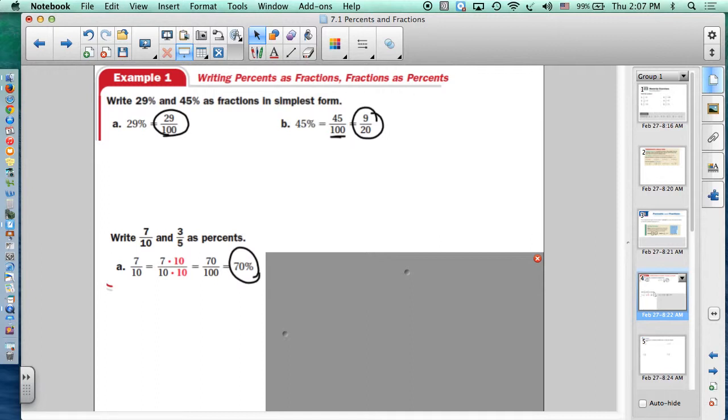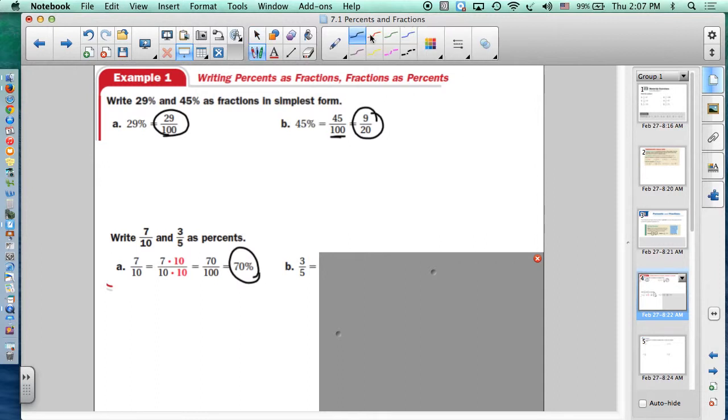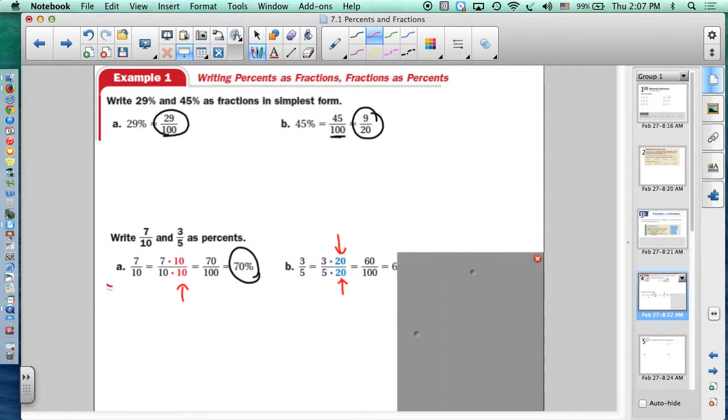Similarly, we could convert a fraction like 3/5 to a percent. Instead of multiplying by 10 like we did on the last problem, what we're going to need to do is multiply this one by 20, because 5 times 20 is 100, or 5 goes into 100 20 times. So if we multiply both the numerator and the denominator by 20 this time, that's going to end up with 60 over 100, which is equal to 60%.